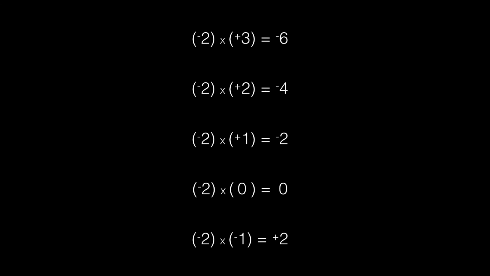Therefore, we've shown via patterning that negative 2 times negative 1 equals positive 2. And this is one way that we can show the product of two negative integers.